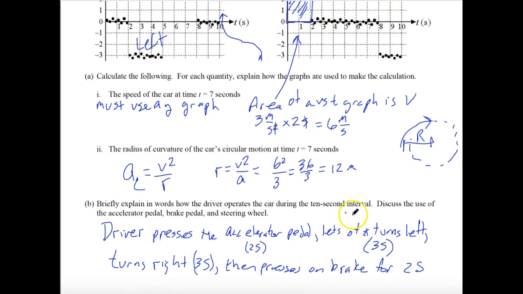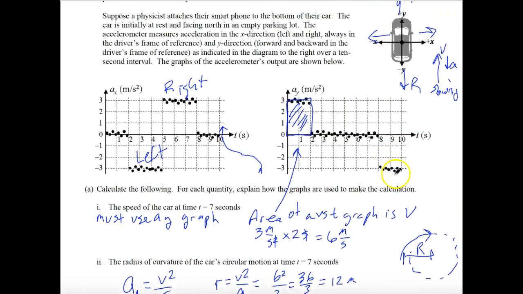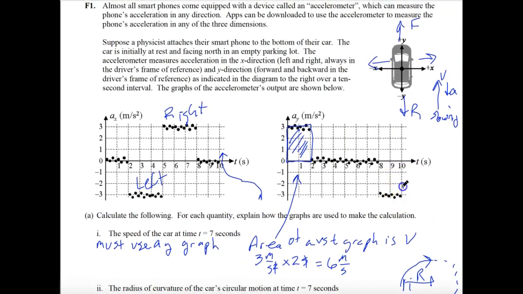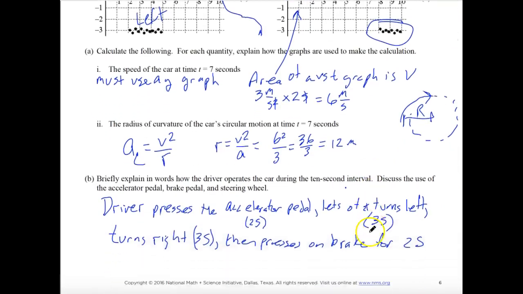Then, for the last 2 seconds, you'll see that this person presses on the brake, and we know that they press on the brake because we see that the acceleration is in the negative direction, just like we said here, as they're going forward, so they are slowing down to a stop.